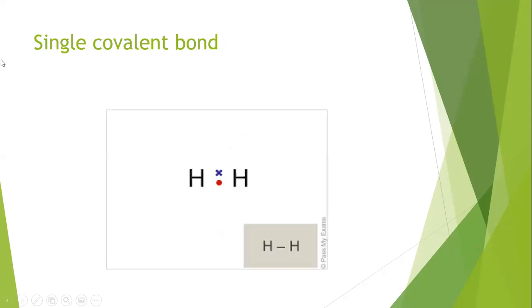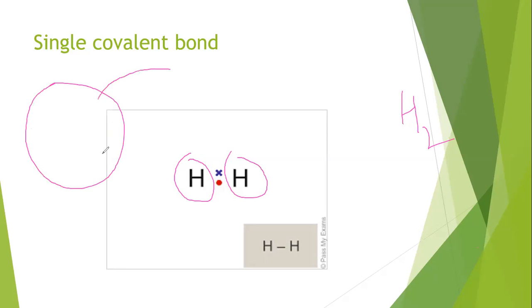Here you can see a single covalent bond example of the hydrogen molecule. This is H2. Each hydrogen atom has 1 electron in its outermost shell. So both share their 1 electron with each other and make a hydrogen gas molecule. They share their electron in this way, 1 electron from this hydrogen atom and 1 electron from this hydrogen atom.